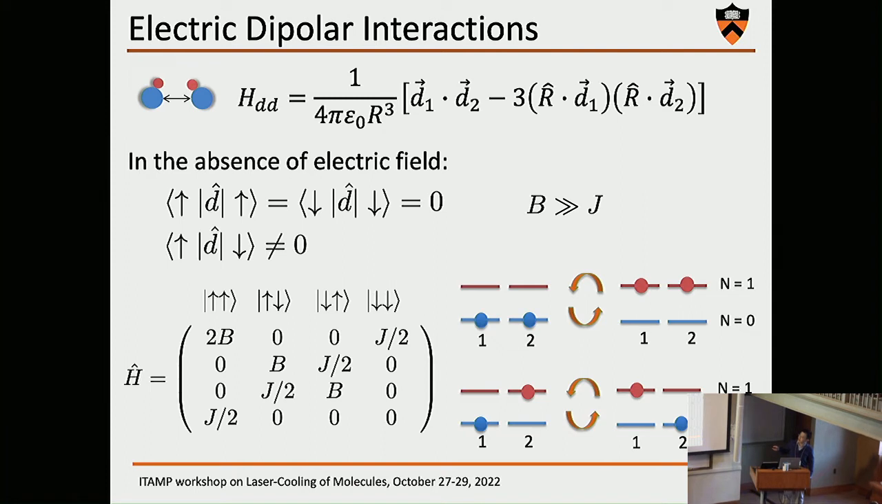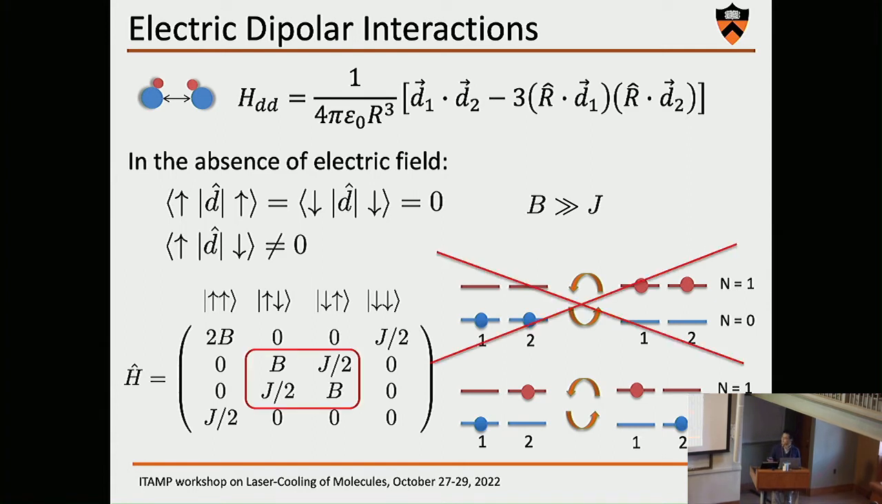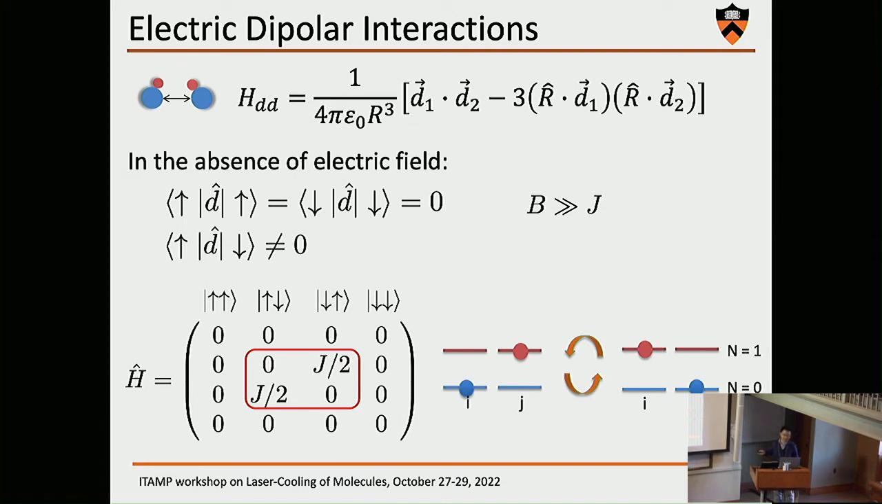But in our case, if you put in the typical length scales of microns, this coupling is actually fairly weak. It's about anywhere from 10 hertz to about a kilohertz. And what you find out is that this coupling is actually much weaker than the rotational splitting, which for us is about 100 gigahertz. So what this means is that this process of flipping two downs to two ups is actually energetically forbidden. It's highly suppressed, which means we can, to a very good approximation, ignore this coupling.